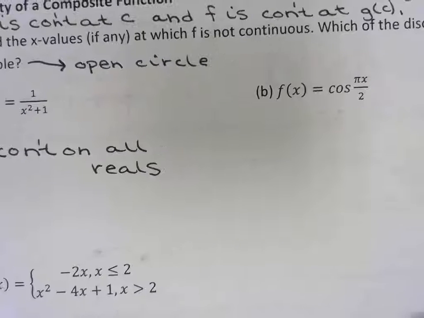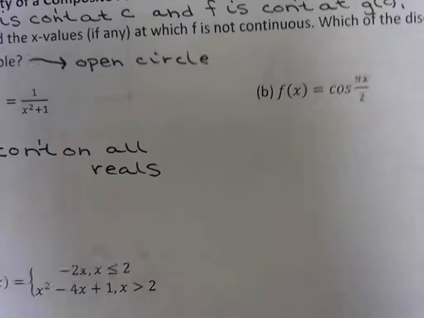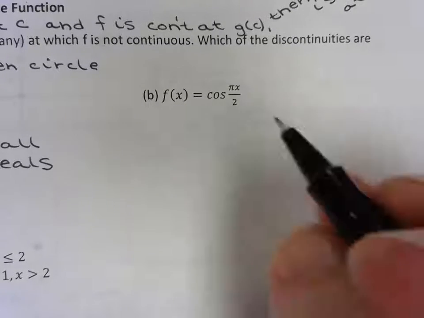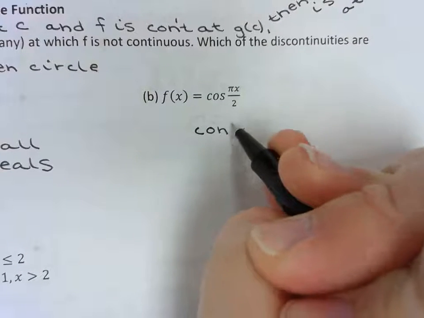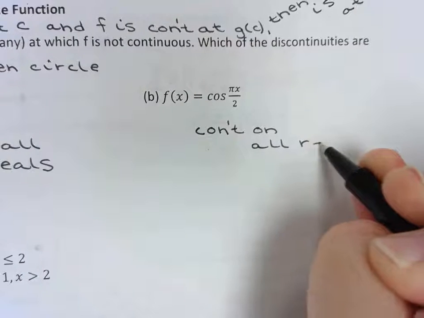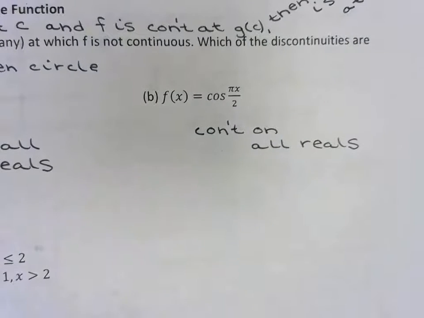Same thing with B. It's a trig function. Anytime I'm dealing with sine or cosine, it is almost always continuous everywhere. Since this is cosine, this is also continuous on all reals. There's not going to be any breaks. We're going to have that nice curve the entire time.